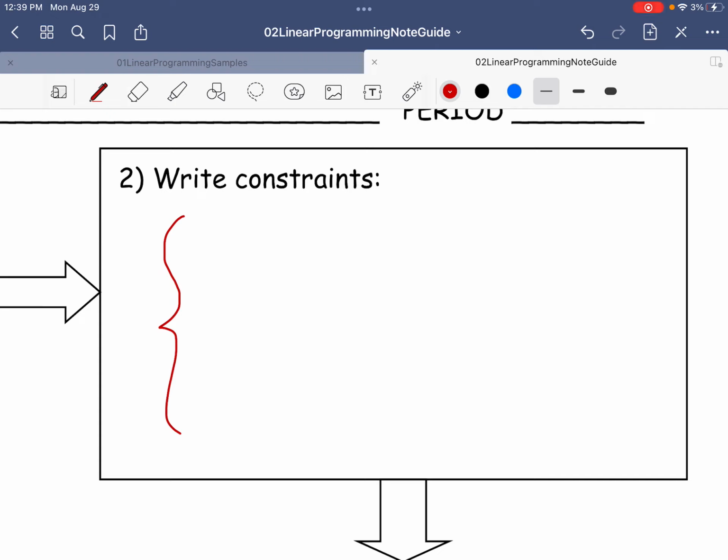Now, unless otherwise stated, all linear programming problems will contain what's called an assumed constraint. Assumed that x and y cannot be negative. And since they can't be negative, we'll say that they have to be greater than or equal to 0. All this is saying is that we're not going to have any negative phones.